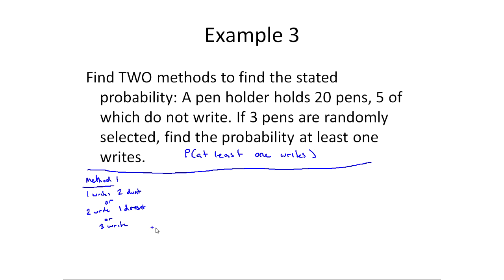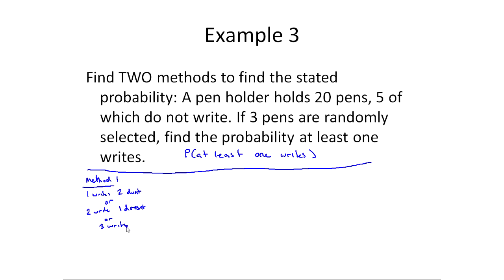Now they're each ORs. That means we can add these probabilities, but we might have to subtract something. Now, we don't have to subtract something as long as the events are mutually exclusive, which they are. So we would only have to add. So for method 1, I say, okay, 1 writes, 2 don't, 2 write. I got to think of each of these.